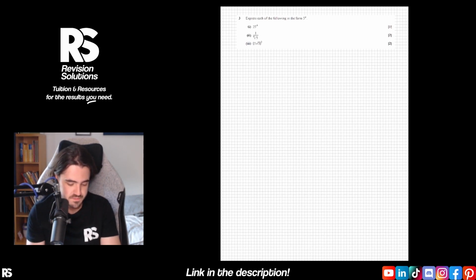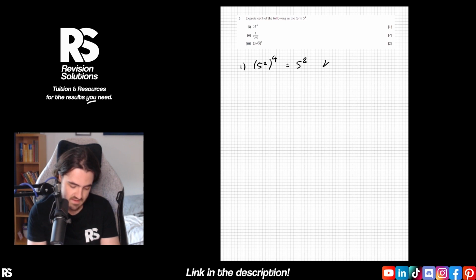Okay, so now for question 3, it's saying, can we express all of these numbers with a base of 5? And so part 1's quite nice, because 25 is a power of 5. So if we just start by writing 25 as 5 squared, we'd have 5 squared all to the 4. And now we can simplify this down using the nested powers rule. We just multiply out the two different powers. So 2 times 4 is 8, so that's just 5^8. So k is 8 in the first case.